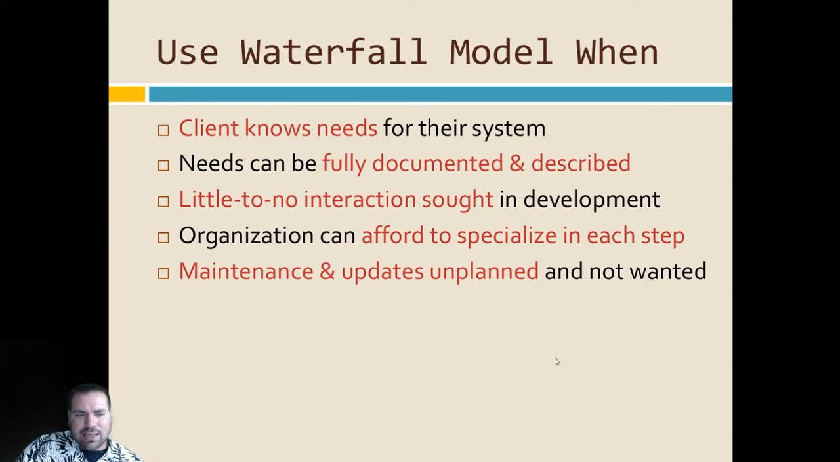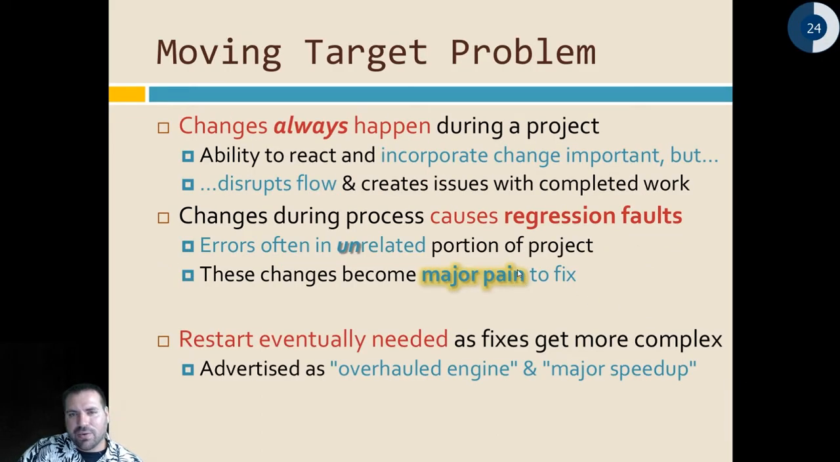The problem is this is a very unrealistic view of software development. The client is never going to know what they want, and changes will always happen. This is the slide I was trying to set up. Changes are always going to happen during the project. The customer is going to change their mind. This is the one thing you can rely on in software development: the client will always change their mind. They don't know what they want. They don't know how to communicate what they want.